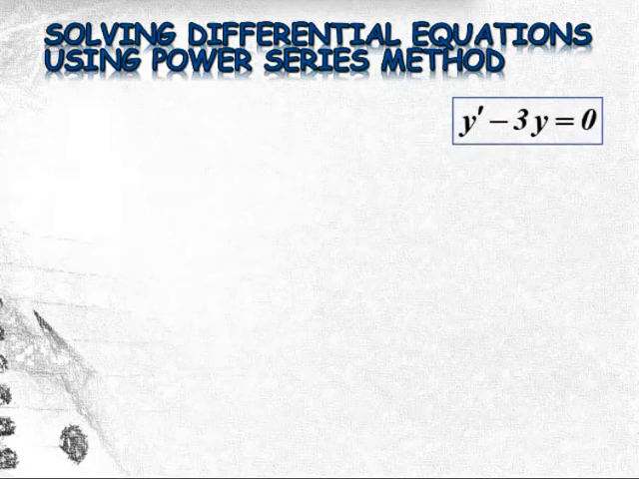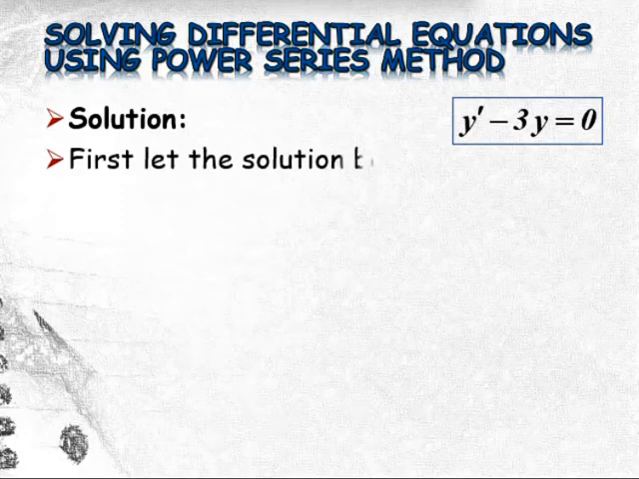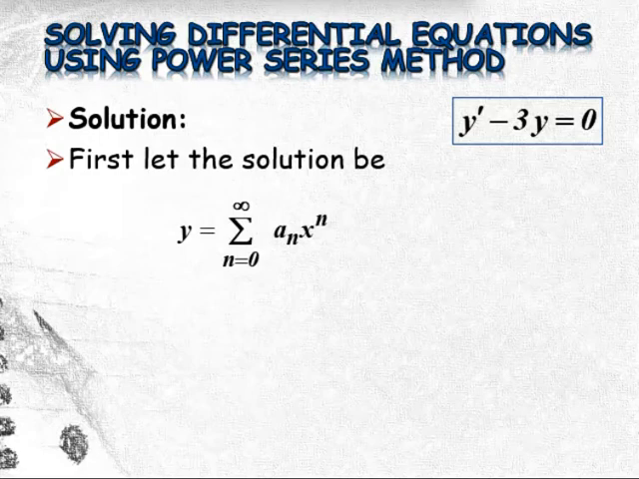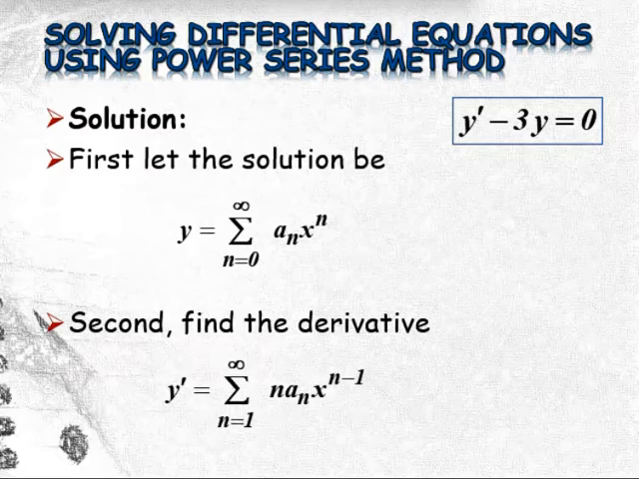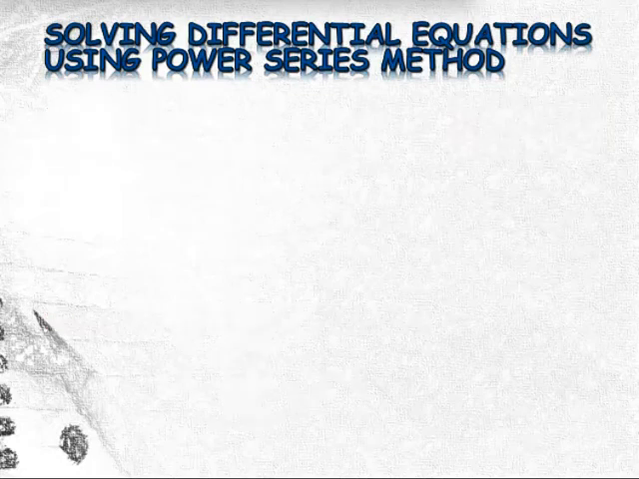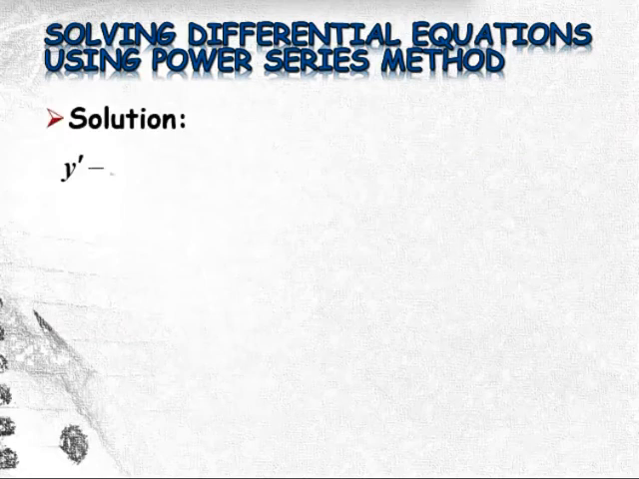Since the differential equation is a first order differential equation, we only need to substitute the power series and its first derivative. So first step, assume that the solution is the power series. Second step, get the first derivative. That is y prime equals the summation of n times a sub n x to the n minus 1 from n equals 1 to infinity. And substitute y and y prime into the differential equation.